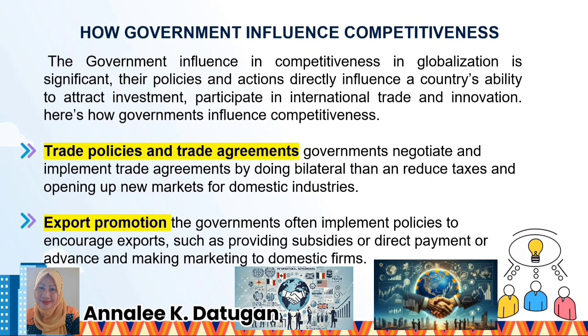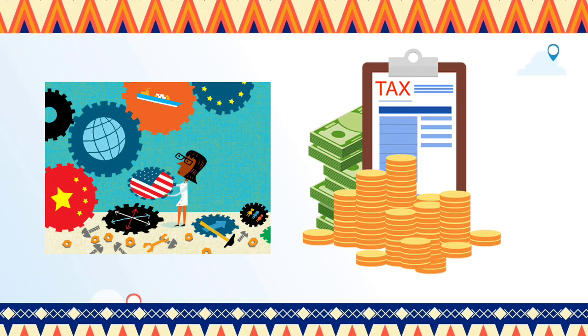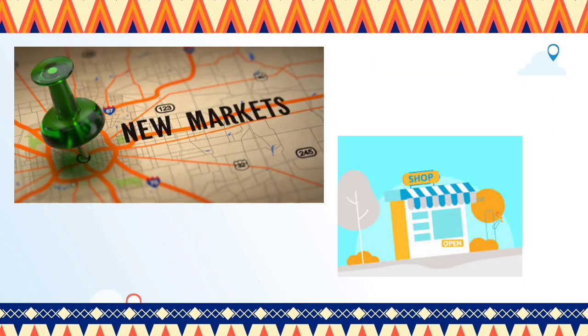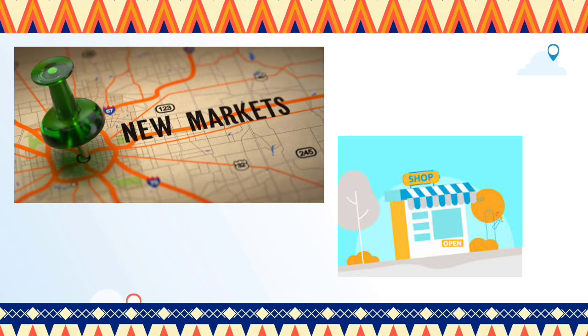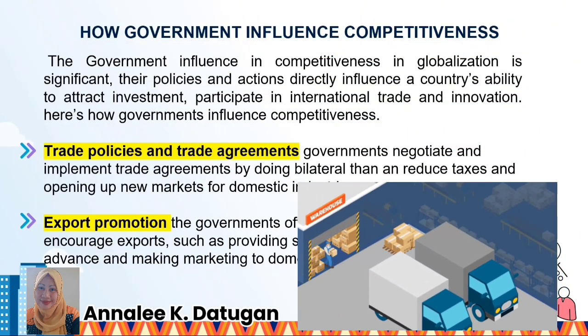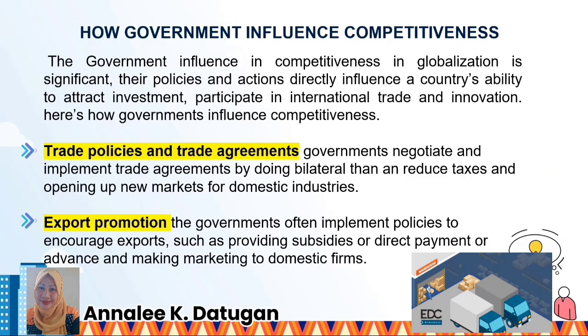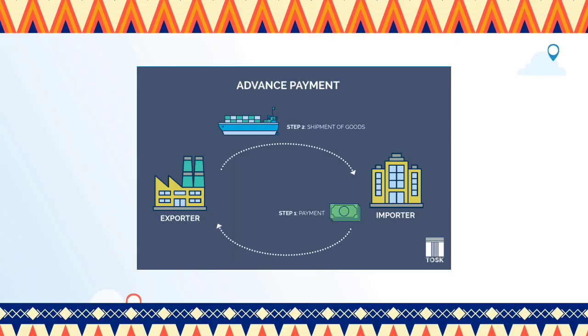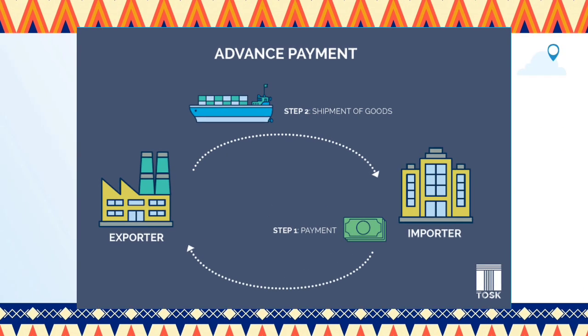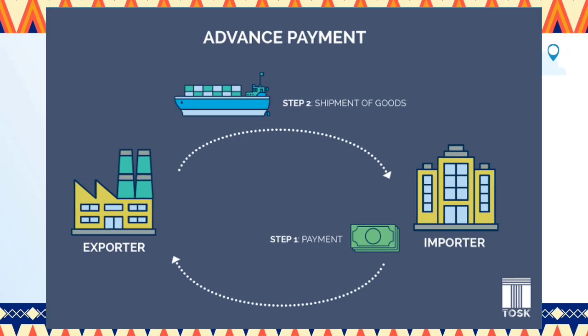First, trade policies and trade agreements. The governments negotiate and implement trade agreements by doing bilateral deals, reducing taxes, and opening up new markets for domestic industries. Export promotion. The governments often implement policies to encourage exports, such as providing subsidies or direct payments, and advancing marketing support to domestic firms.